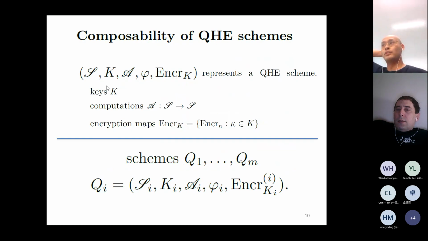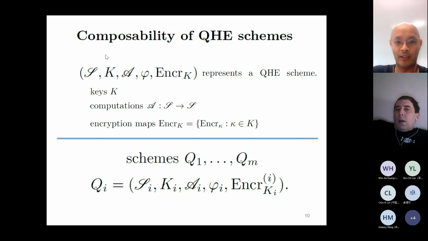Because eventually we want to discuss quantum homomorphic encryption with quantum error correction, we need to be able to put different homomorphic encryption schemes together to get a new, bigger homomorphic encryption scheme. So basically, we want to compose quantum homomorphic encryption schemes. So we can define what it means formally. By the way, if there are any questions, you guys can ask.